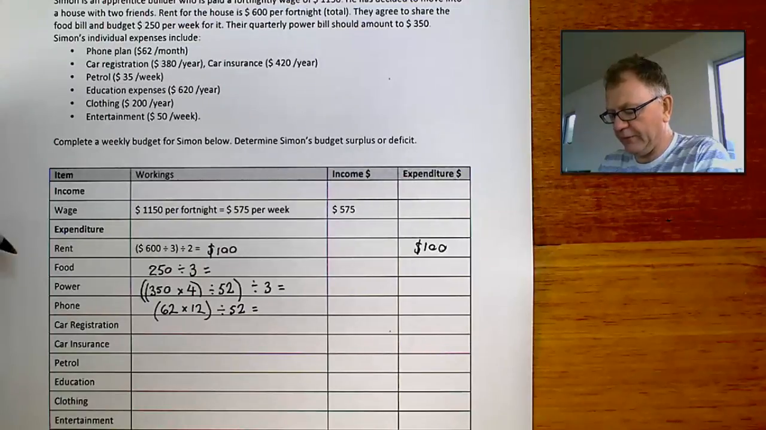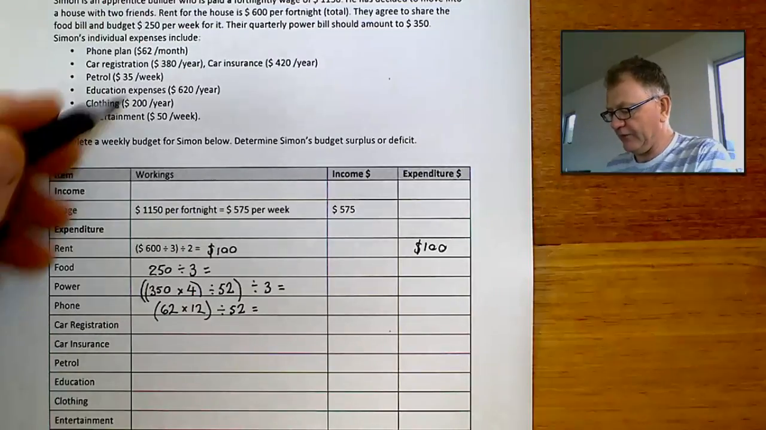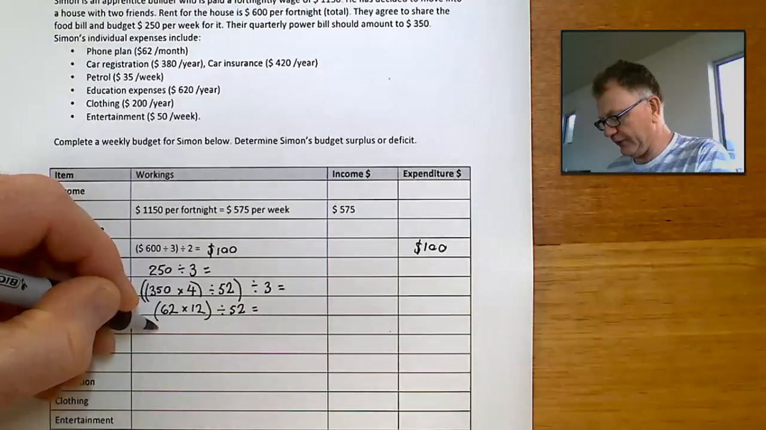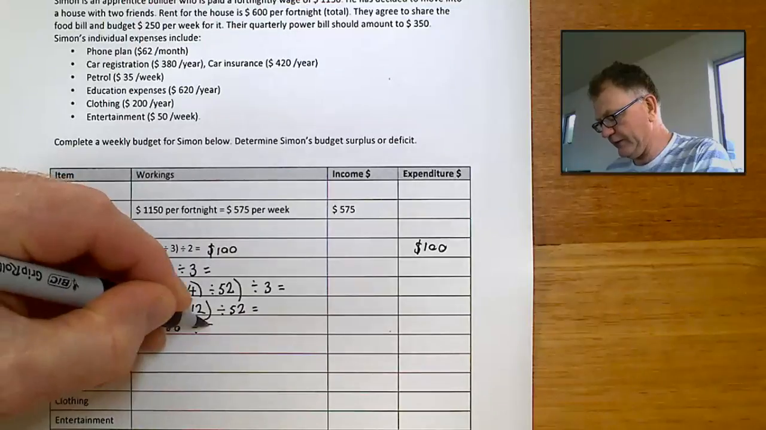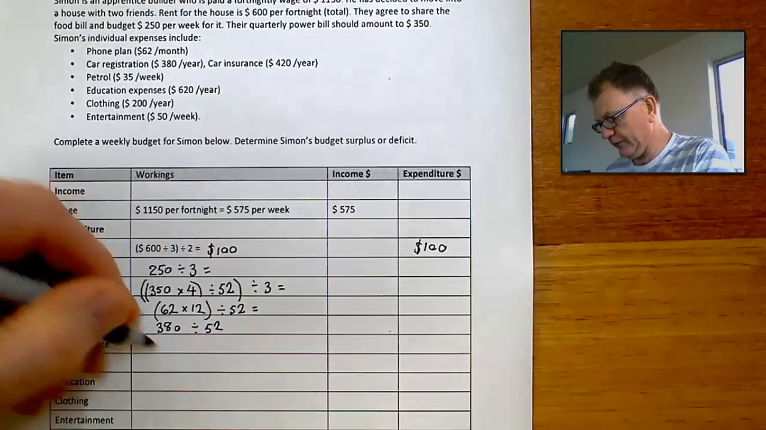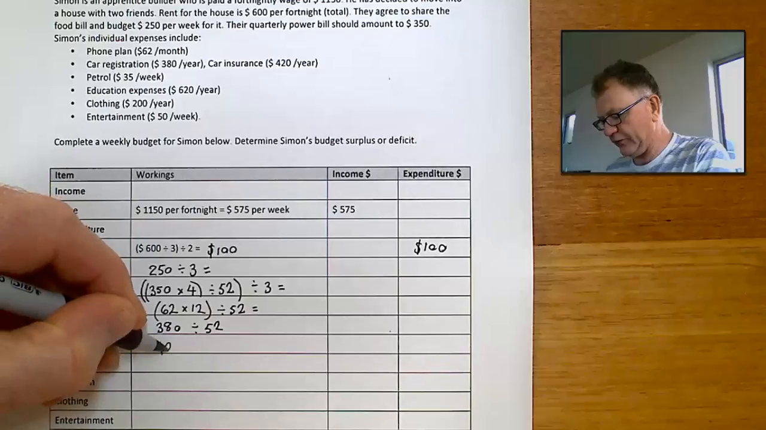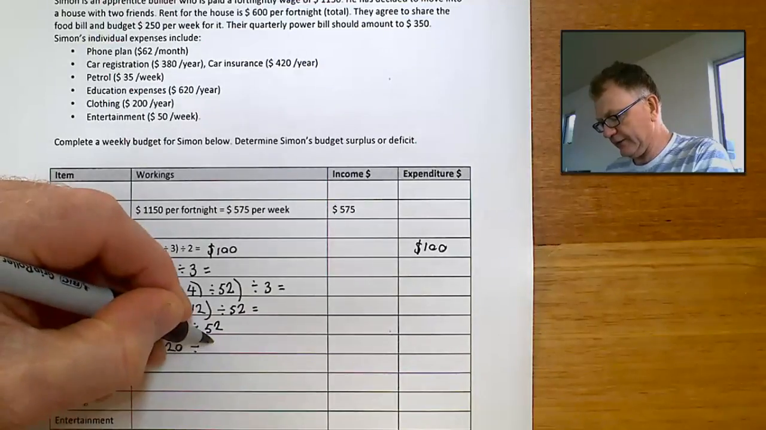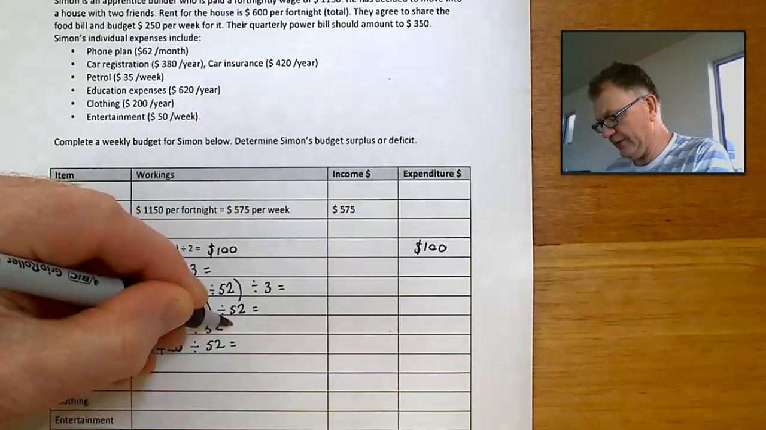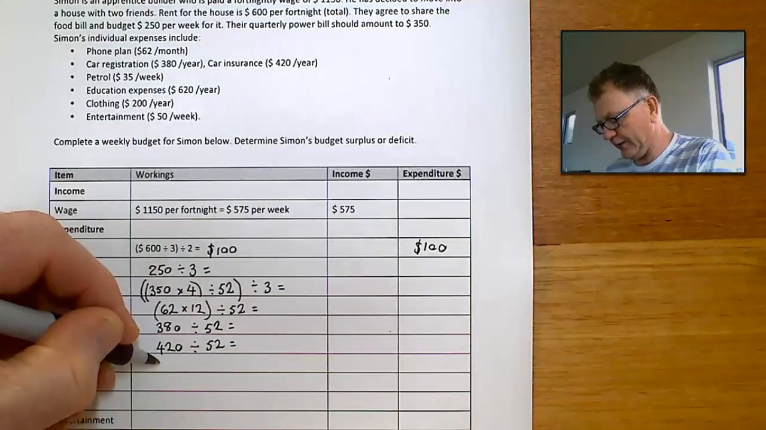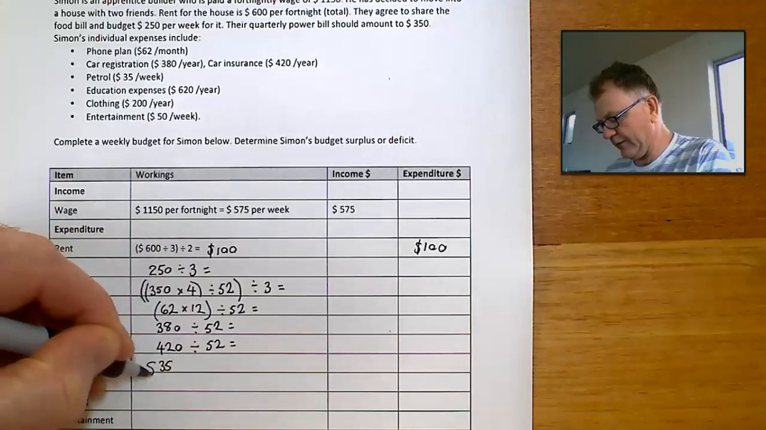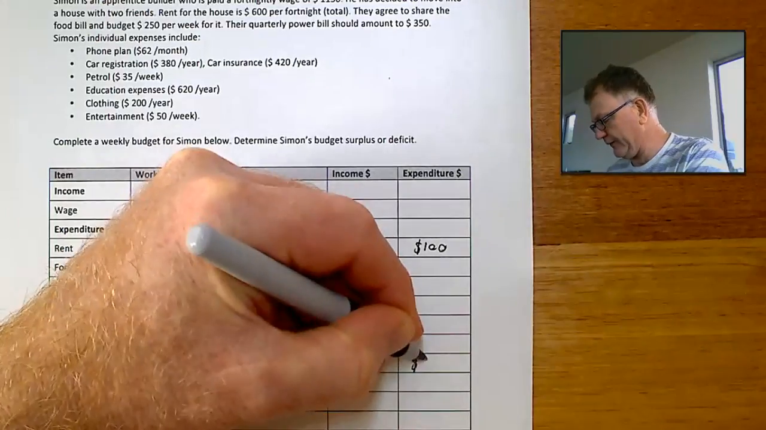We've got some car registration and insurance and petrol to allow for. $380 a year is his registration. That's a yearly amount. Divide by 52. Insurance, $420 a year. Divide by 52 to get a weekly amount. Petrol is already a weekly amount, $35 a week. We can pop that straight across here.